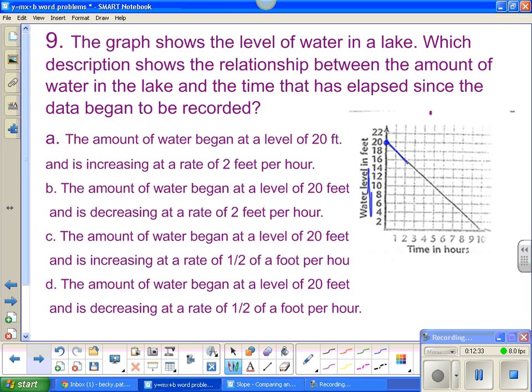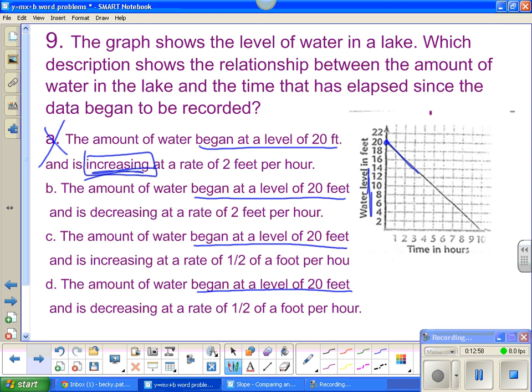It's decreasing. So I need something that says that the water level starts at 20, so begins at 20. So that doesn't help me. But if you keep reading in A, it says, and is increasing at a rate of 2 feet per hour. It's not increasing. That slope is negative. They're losing water. So it can't be A. This says decreasing, so we get to keep him. This one says increasing, so he's out. And this one says decreasing, so we keep him. So we're down to B and D.